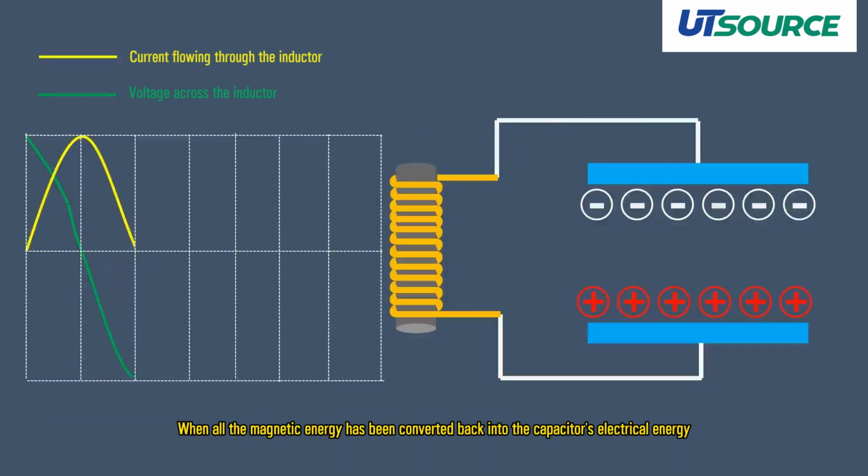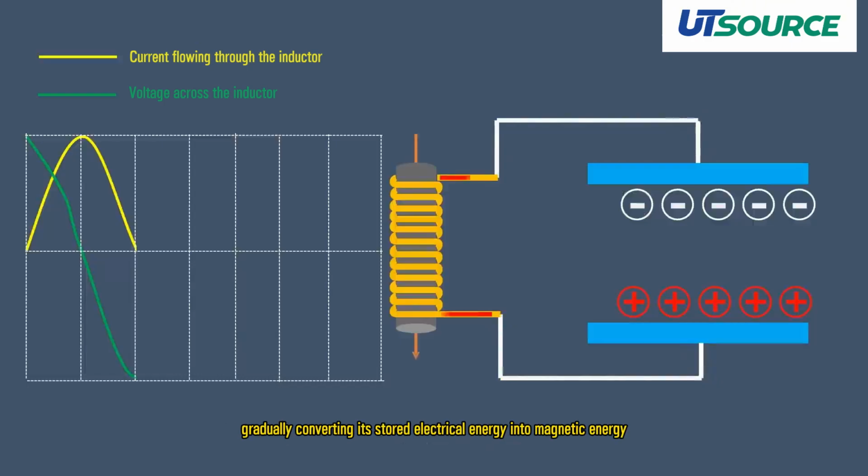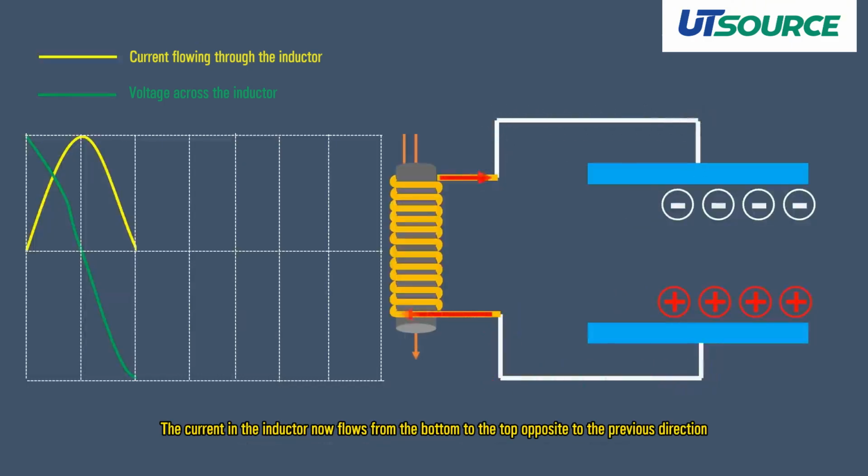When all the magnetic energy has been converted back into the capacitor's electrical energy, the voltage across the LC circuit reaches its maximum negative value and the current through the inductor drops to 0. Then the capacitor discharges again through the inductor in the reverse direction, gradually converting its stored electrical energy into magnetic energy. The current in the inductor now flows from the bottom to the top, opposite to the previous direction.